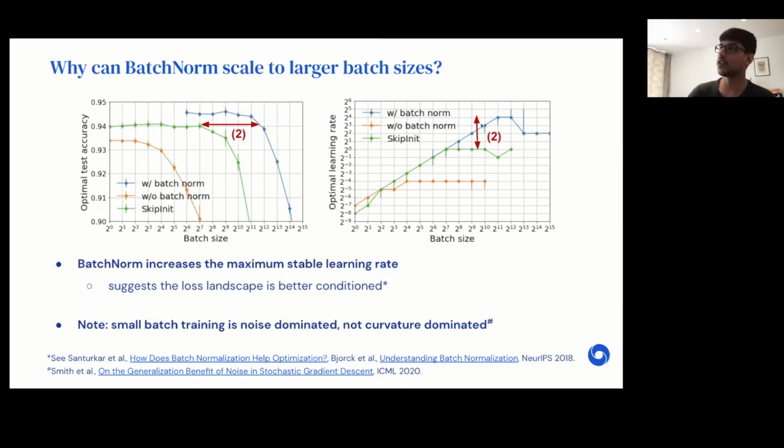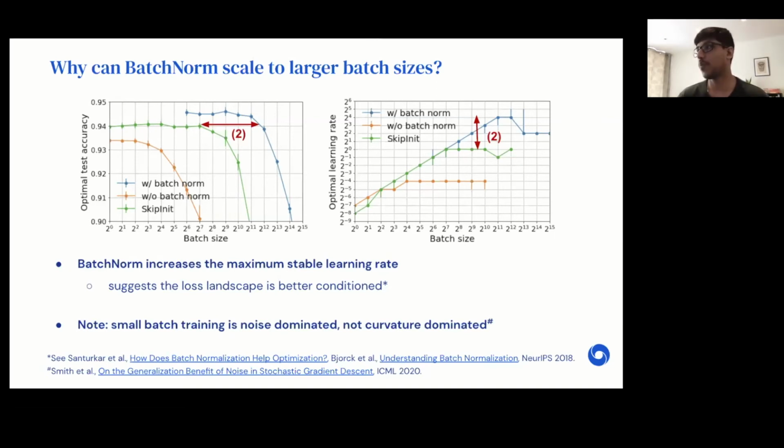You can intuitively think of this threshold as the maximum stable learning rate for this problem, beyond which you can't extend the learning rate further. If we compare the maximum stable learning rate for skip-init networks and batch normalized ResNets, we see that batch norm increases the maximum stable learning rate compared to skip-init. And this suggests that the batch norm ResNet loss landscape is better conditioned or smoother. And this has been studied in some prior work.